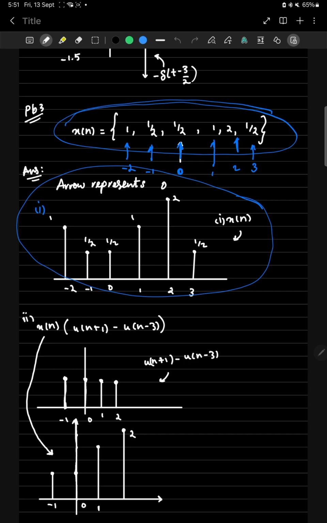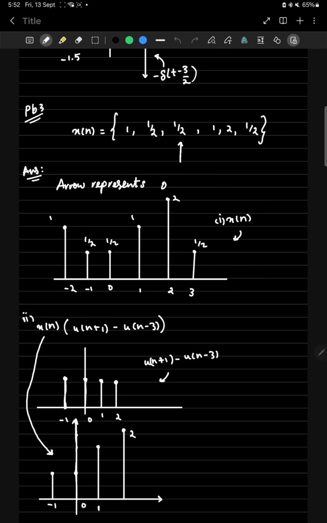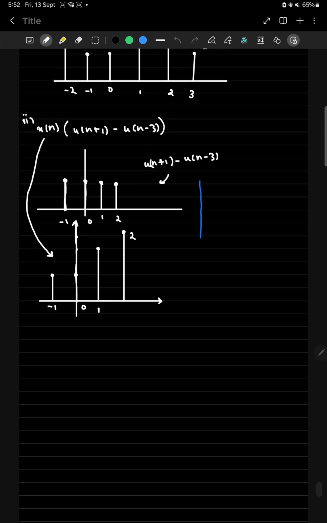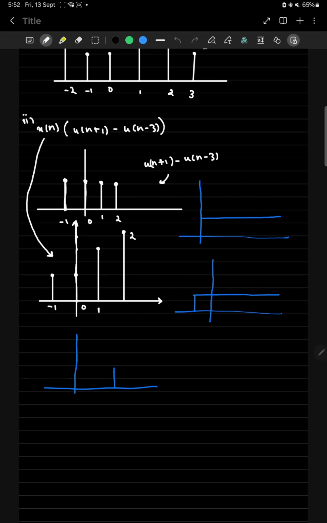And then x of n times u of n plus 1 minus u of n minus 3. So first of all, what is u of n plus 1? Let's understand that. So u of n plus 1. Suppose हम लोगों ने u of n का लाइन बना लिया. n plus 1 मतलब it will step back 1. And then u of n minus 3 will go 3 steps forward. It will be something like this.